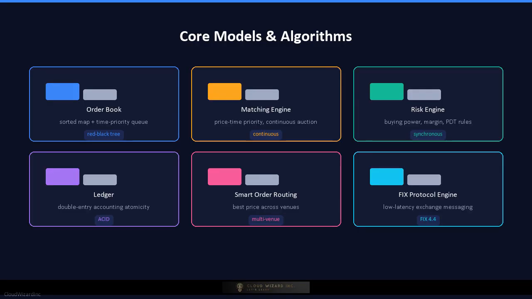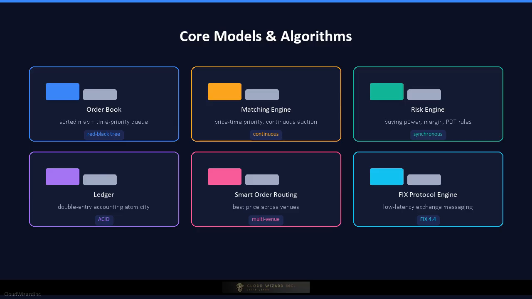The core models and algorithms. The order book is the central data structure: a sorted map of price levels, each containing a queue of orders sorted by time priority. For buy orders, price levels are sorted descending. For sell orders, ascending. The matching engine implements price-time priority. It continuously compares the best bid and best ask, and when they cross or touch, executes a trade. Market orders match immediately at the best available price. Limit orders rest in the book until matched, modified, or canceled.